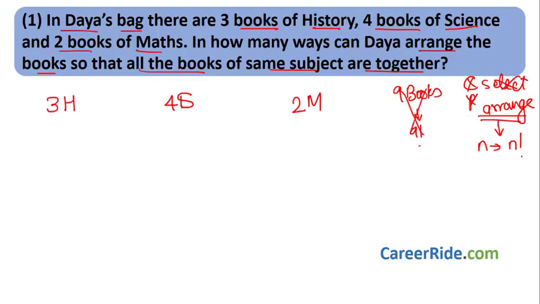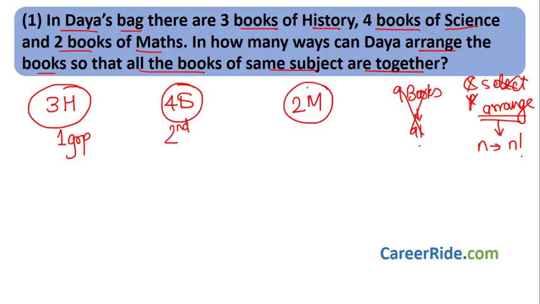So what to do in such cases when we want something to remain together always? Very, very simple. Consider this as one entire group. Okay? Consider this as a second group. Consider this as the third group. Now instead of having 9 separate books, we are just having 3 groups. These 3 groups can be arranged in how many ways?